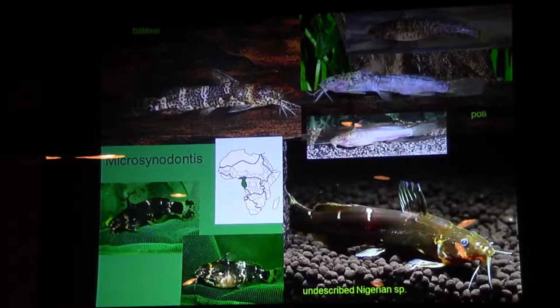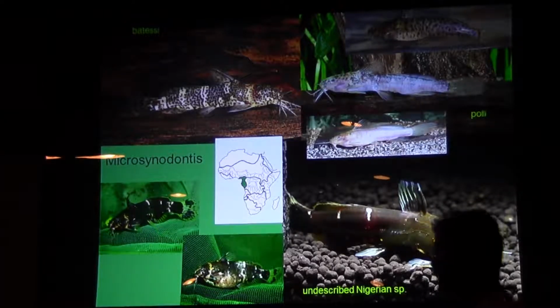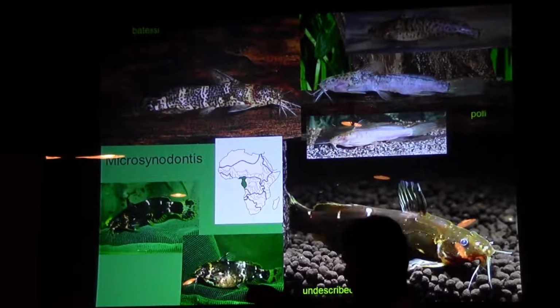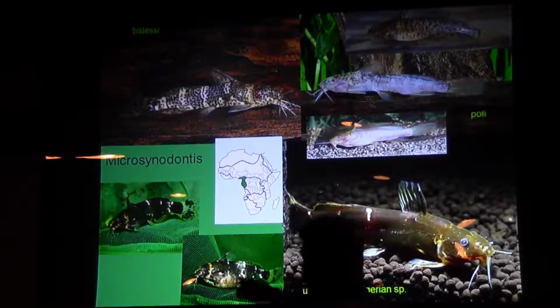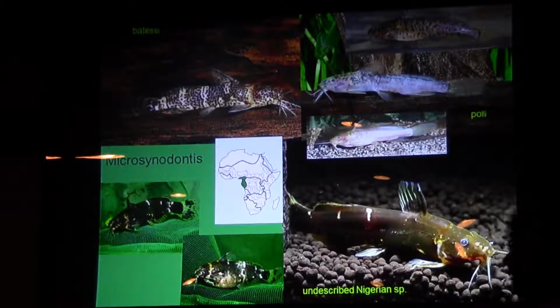Question on the Microsynodontis in the lower left corner. The one with the balloon belly, is that a species or a pregnant female? That's a pregnant female. This is the male, this is a pregnant female. I'll show them again later and describe a little bit more about that. And this is a male here as well, of the same species.